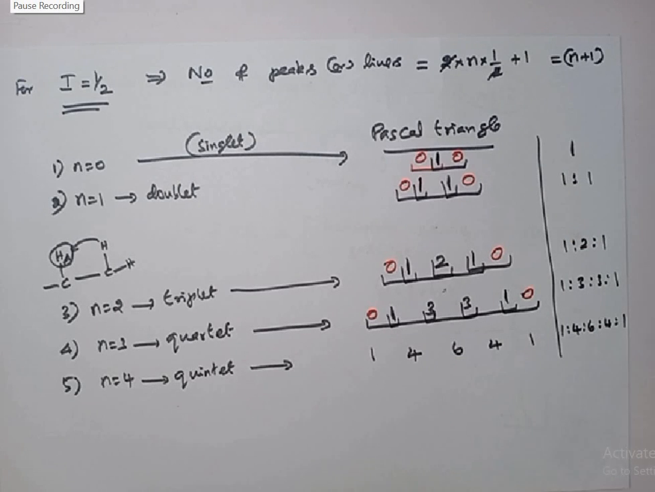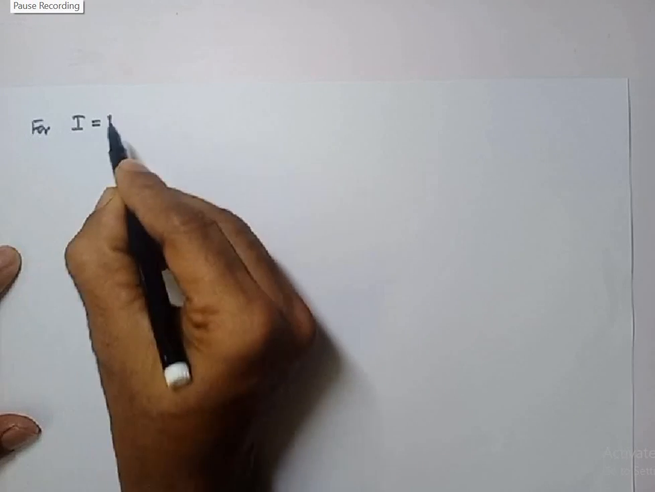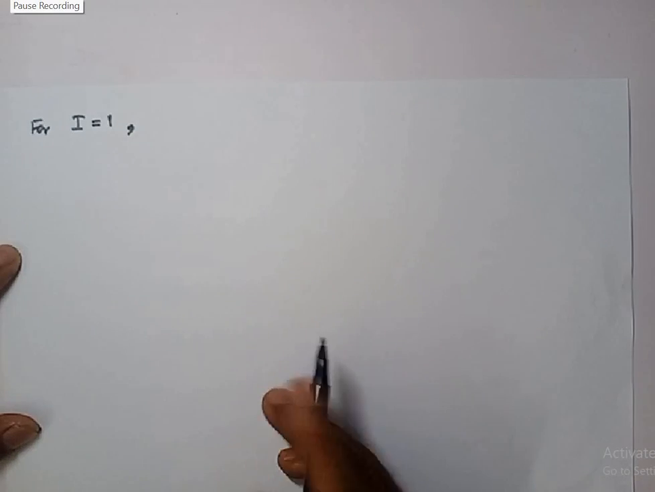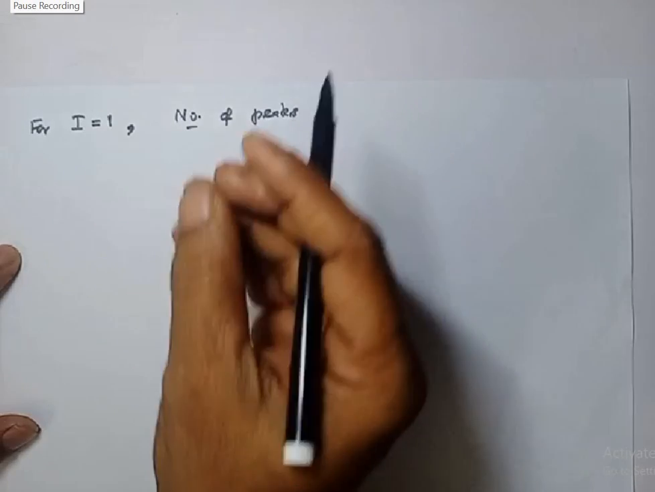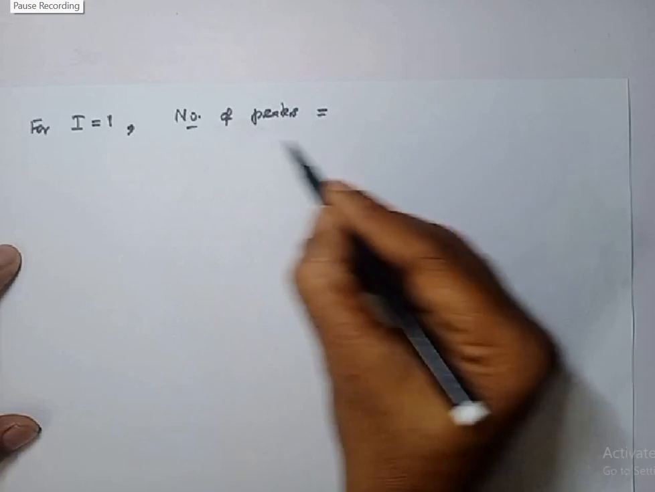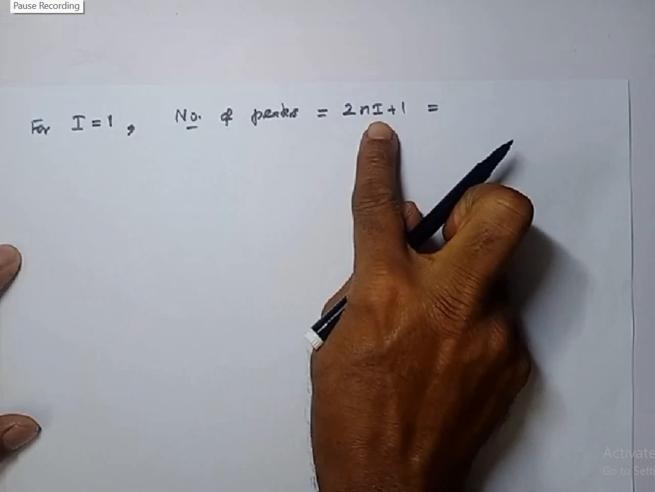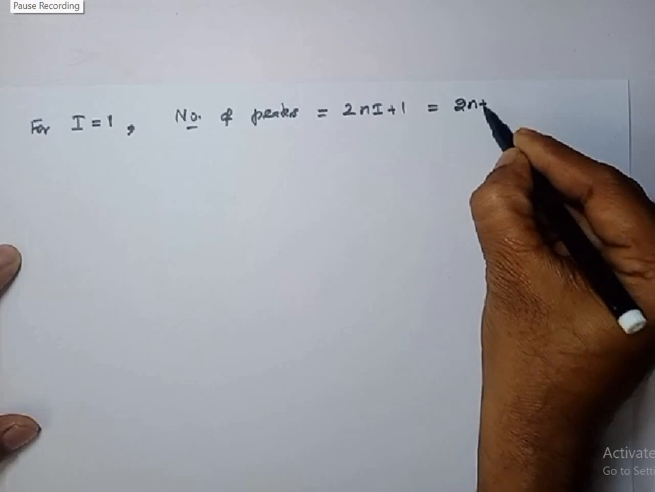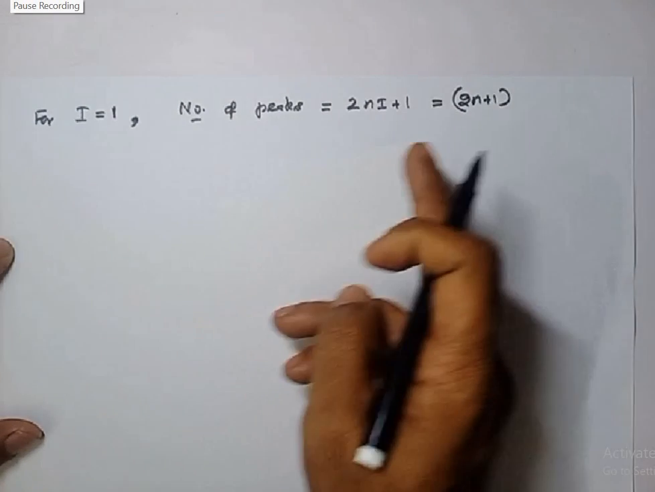Take, suppose the adjacent carbon has a nucleus whose I value is 1. Then what to do? For I equal to 1, how many peaks do we get? Number of peaks, the signal splits into peaks. How many peaks do we get? Number of peaks equals the same formula, 2nI plus 1. Now in this case, the I value is 1. If I put I equal to 1 here, I'll get 2n plus 1 peaks. So the signal for the HA proton is split into 2n plus 1.